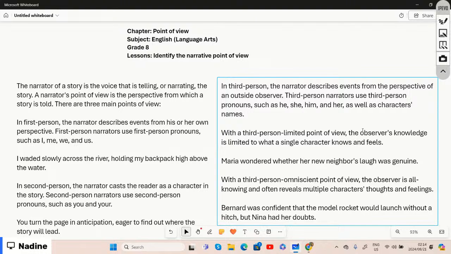Then we have second person. If we write within the second person, then the narrator casts the reader as a character in the story. So as a reader, you will feel as if you are basically in the story. Second person narrators use second person pronouns, and the second person pronouns are words like you and your.